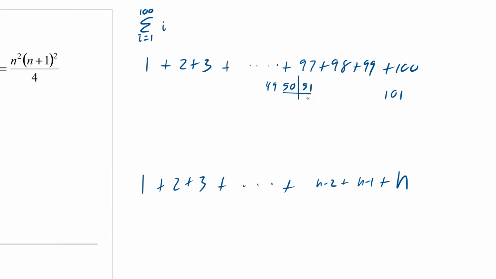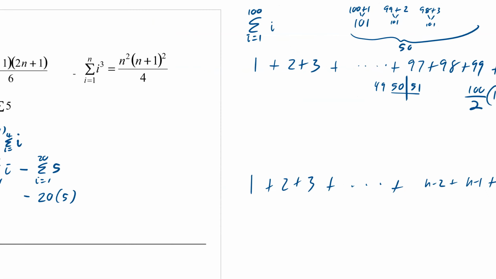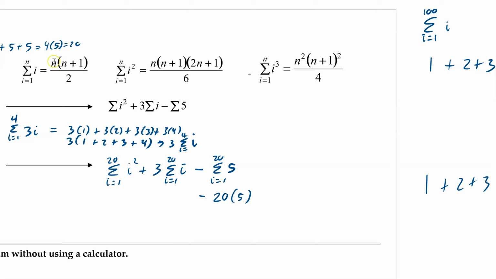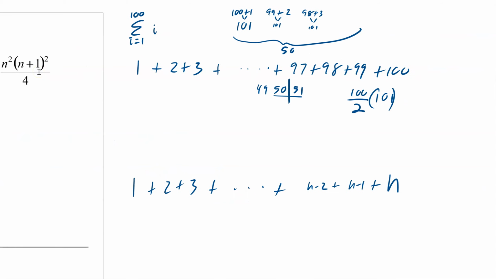If you think about splitting it, I have 100 numbers here, so 100 divided by 2 sets of 101. The 100 plus 1 would be 101. The 99 plus 2 would be 101. The 98 plus 3 would be 101. And then I would have a set of 50 of these, half the numbers. That's where it's coming from. That's our formula. You see, it's n plus 1 divided by 2, 101, 100 divided by 2.